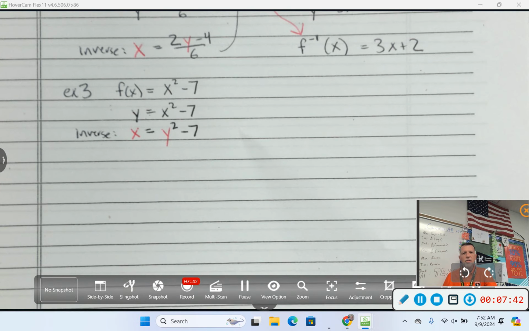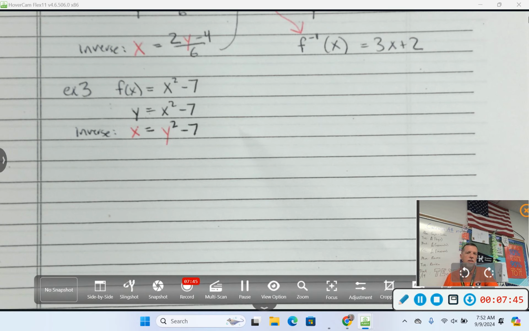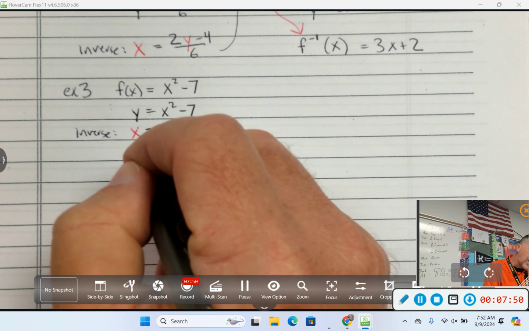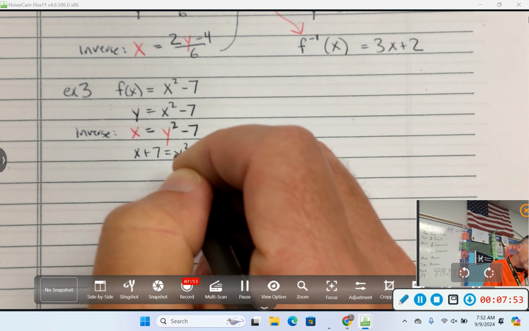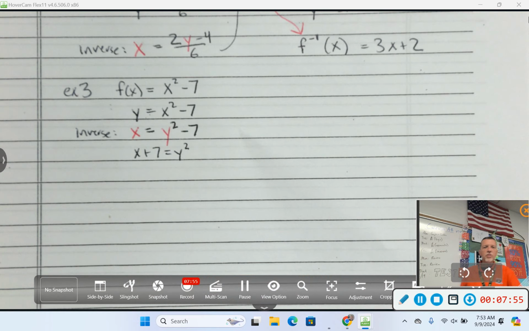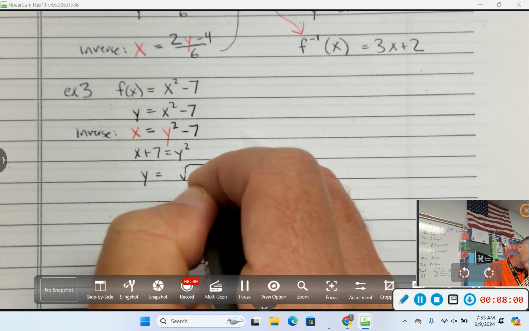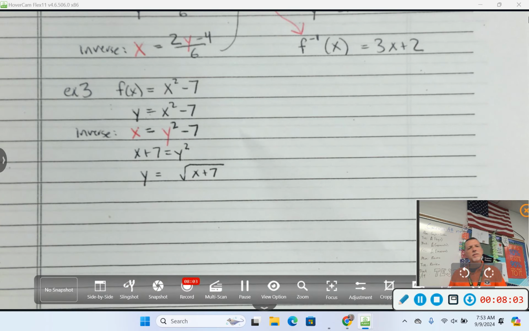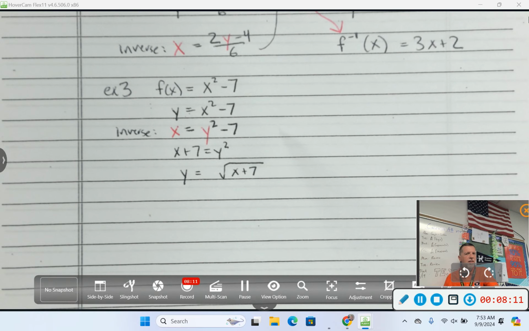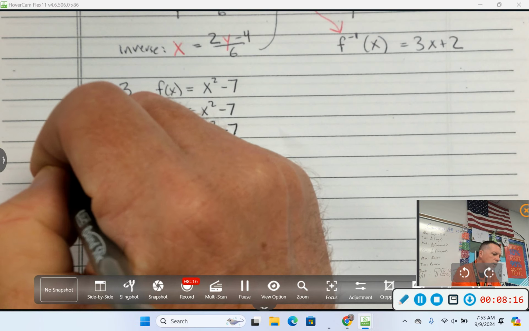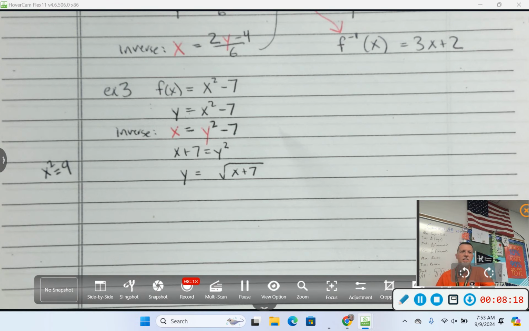But I'm not done yet because we have to solve for y. So, what would you like to do to solve for y? Add the 7. And then, what would you do to get y by itself? I like that. Kind of. When you take the square root of both sides? No. Could you divide by 9? What if I had x squared equals 9? A little off to the side here. What does x equal if x squared equals 9?